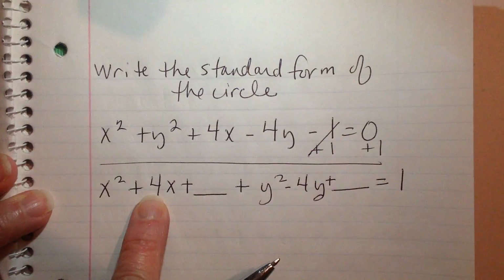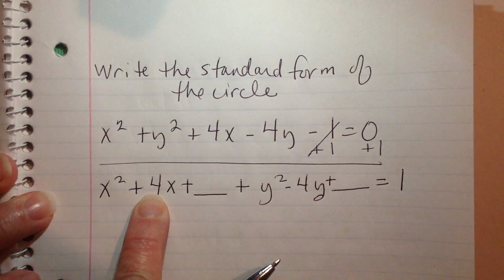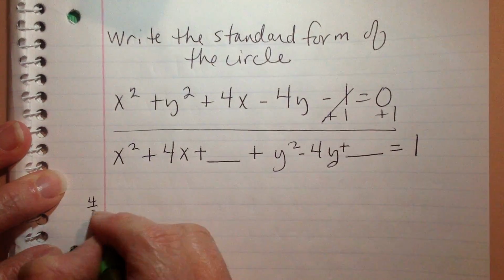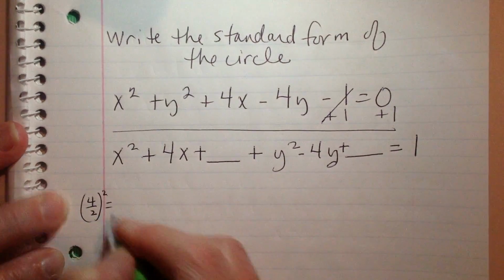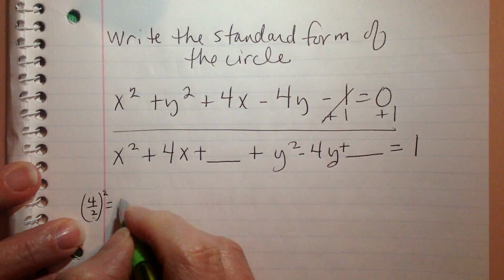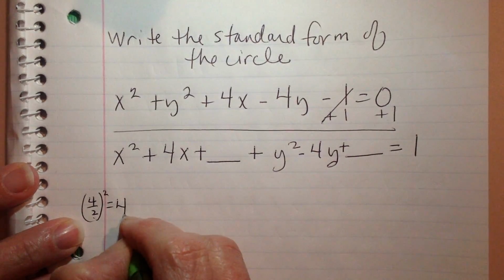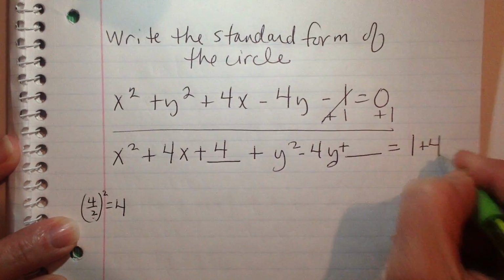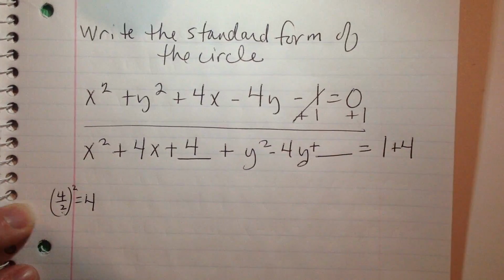To fill in the blank, you take the coefficient of x. You take 4, we divide it by 2, and we square it. Well, half of 4, or 4 divided by 2, is 2, and 2 squared gives you 4. So we will add 4 on the left, and don't forget to add 4 on the right-hand side also.